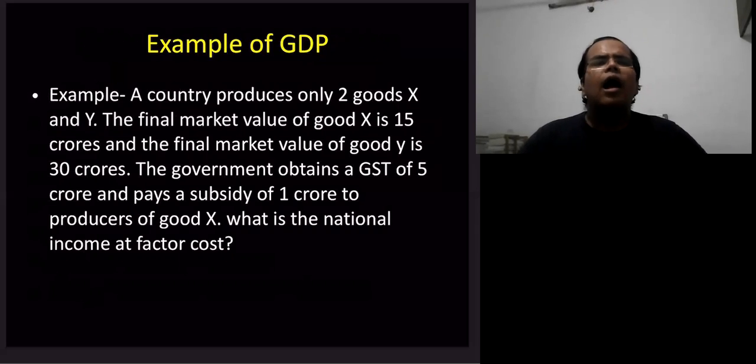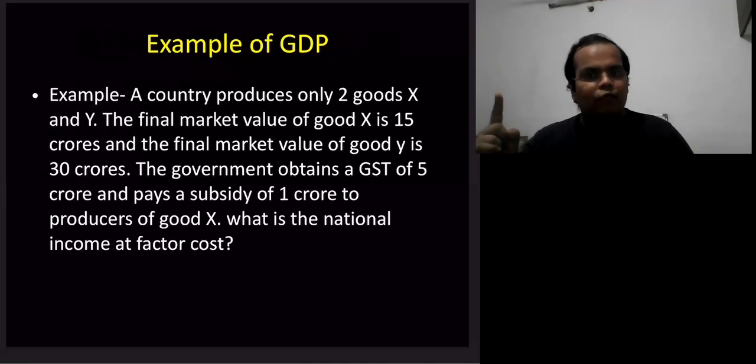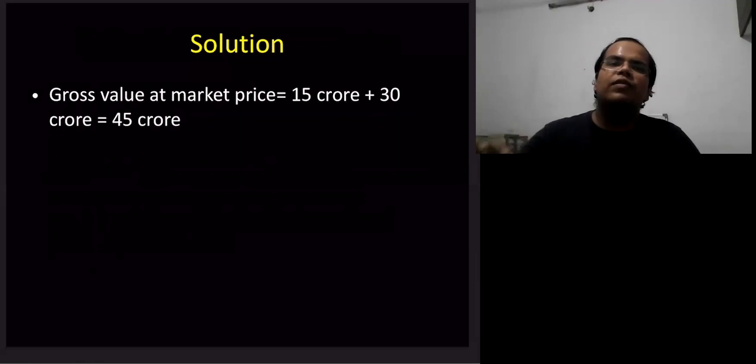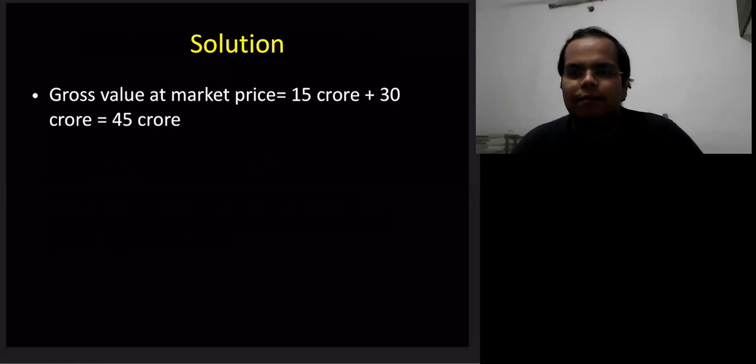A country produces only two goods. This is the same example that we had seen earlier, but in this case, we will try to compute the GDP at market prices. So what is the market price of good X? The final market price of good X is 15 crores. What is the final market price of good Y? It is 30 crores. If I add them together, what will it give me? It will give me the market price of all the commodities that have been produced in the country, right? That will give me 45 crores. So simple as that. The gross value at market price is equal to 15 crores plus 30 crores, which is 45 crores. And that is the GDP in this example.